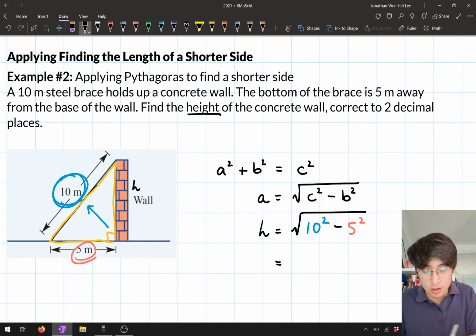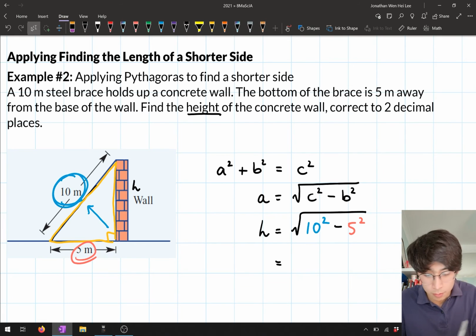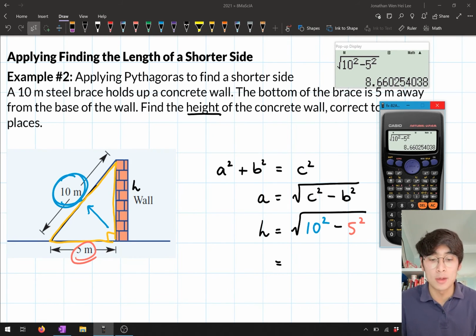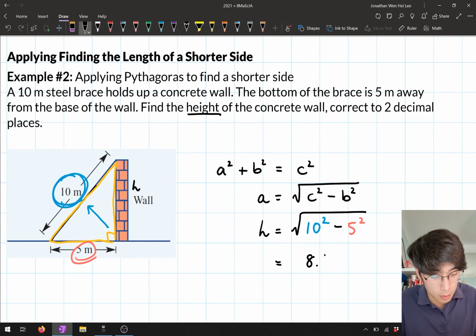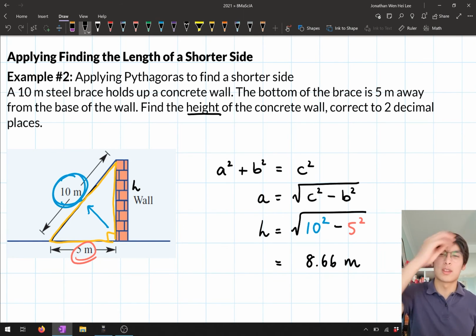And I can put this straight into my calculator. I'm going to get 10 squared minus 5 squared is equal to 8.660. We want this to 2 decimal places. So this is just going to be 8.66 meters. And that's how we can use Pythagoras' theorem to help us find the length of a shorter side.